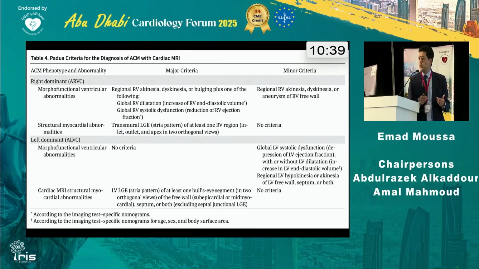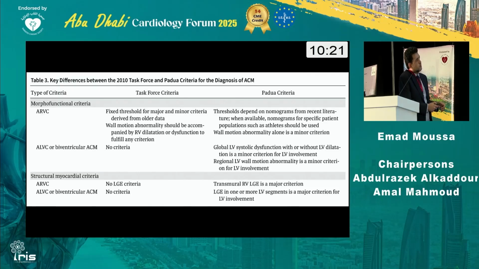middle of 2024. According to the new diagnostic criteria, the disease, as we can see, is classified into arrhythmogenic right ventricular cardiomyopathy and left ventricular cardiomyopathy. And you need to look at the major and minor criteria in the ventricles. We will discuss this as we go through the cases.